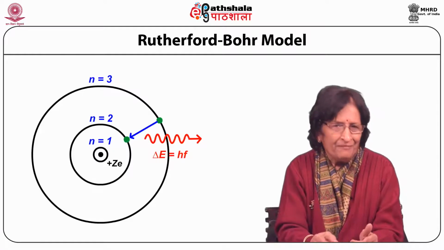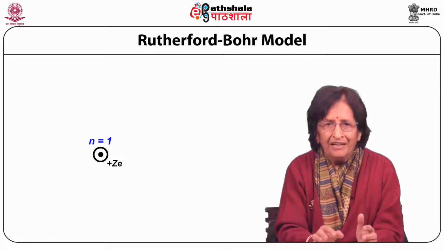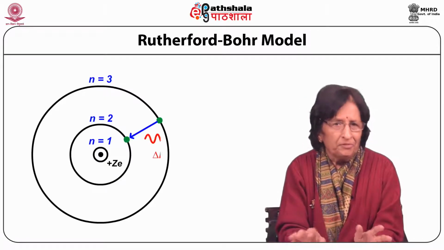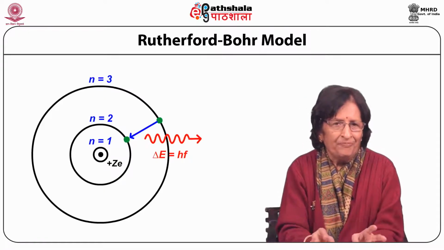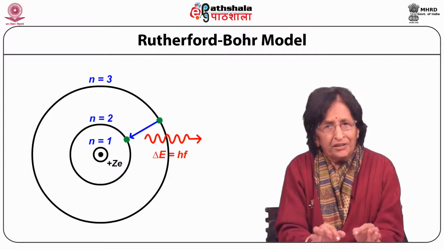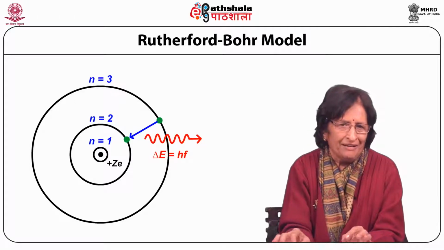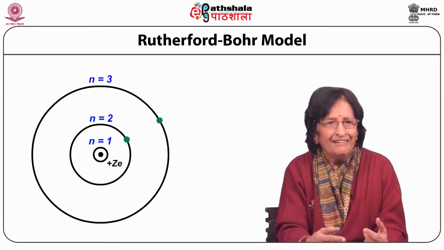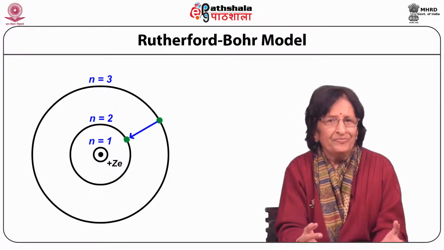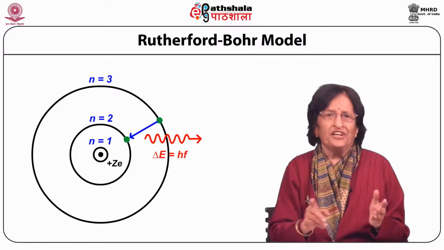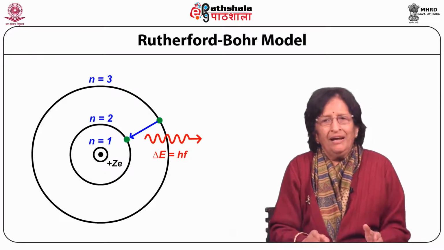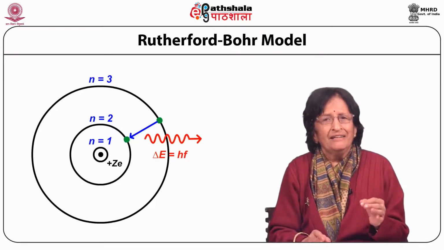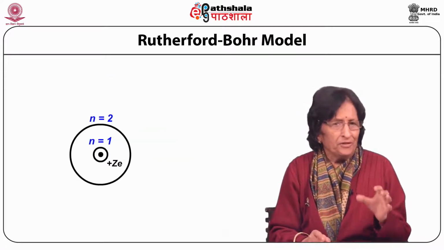And he suggested that electrons in an atom orbit the nucleus, same as Rutherford. But electrons can orbit the nucleus stably without radiating any energy. And these orbits are called stationary orbits. And they have only certain discrete distances from the nucleus.